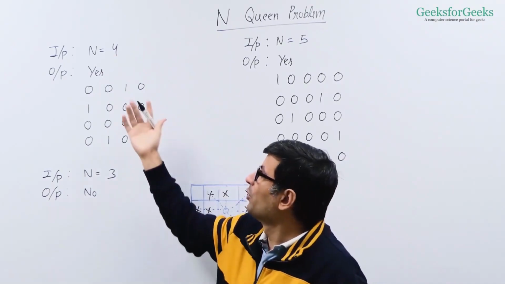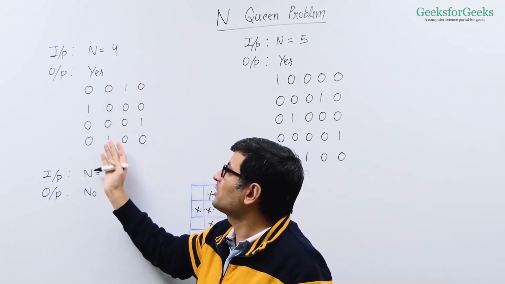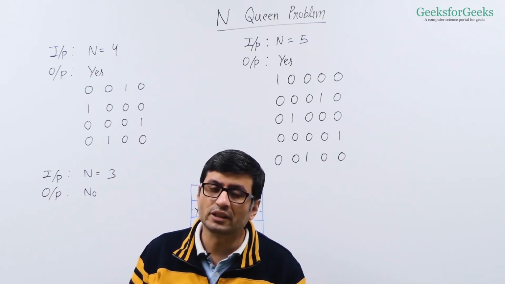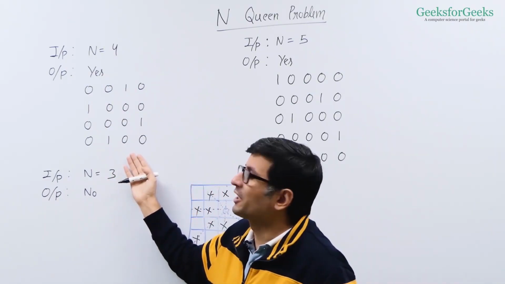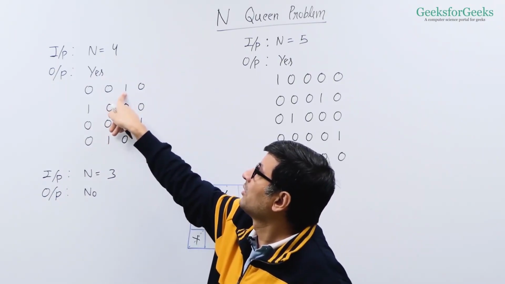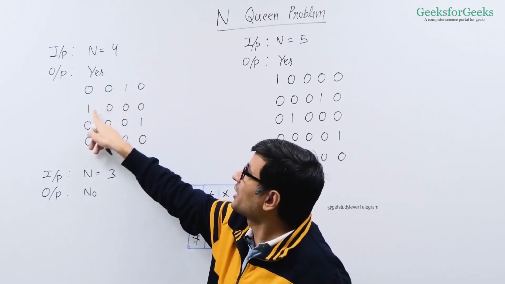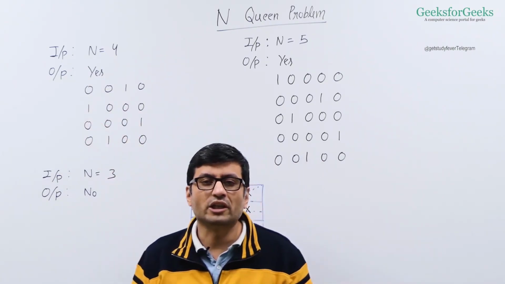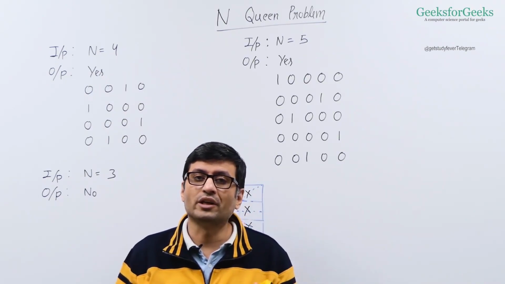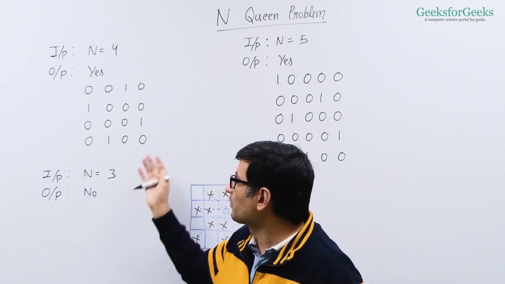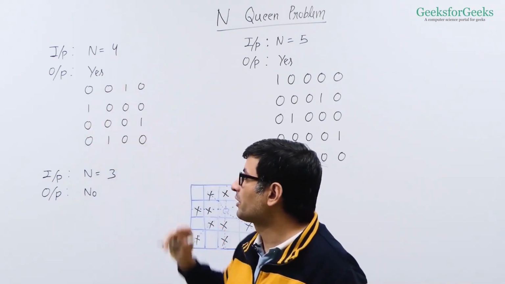For n equal to 4, we can place 4 queens on a 4 cross 4 chessboard. That is why our answer is yes. And this is one possible arrangement for placing the queens. First queen is placed here, first row, third column. Second queen is placed here, third here, and fourth here. Please note that there are more arrangements where queens do not attack each other. We just need to print one of them, and this is one possible output.